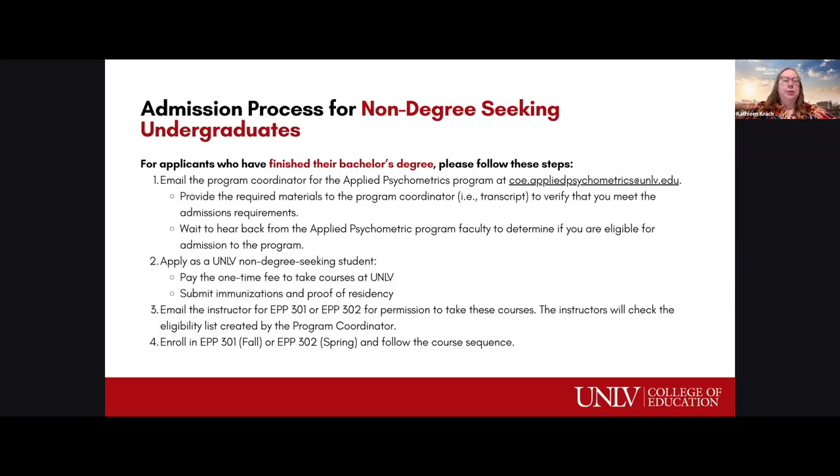All right, if you have finished your bachelor's degree, you basically just do the same sort of thing. You email us, make sure that you get the clearance to say that you qualify. You apply as a non-degree seeking student, you pay whatever fees and immunization records and stuff, and then you would email the instructor, get permission to take those classes, and enroll in them.